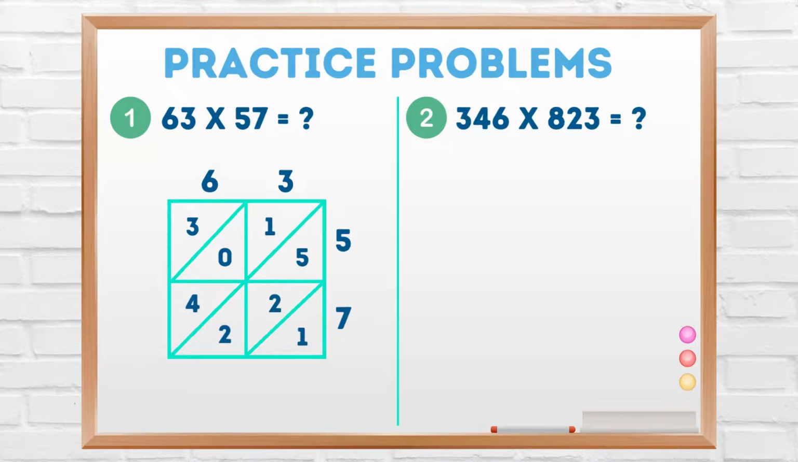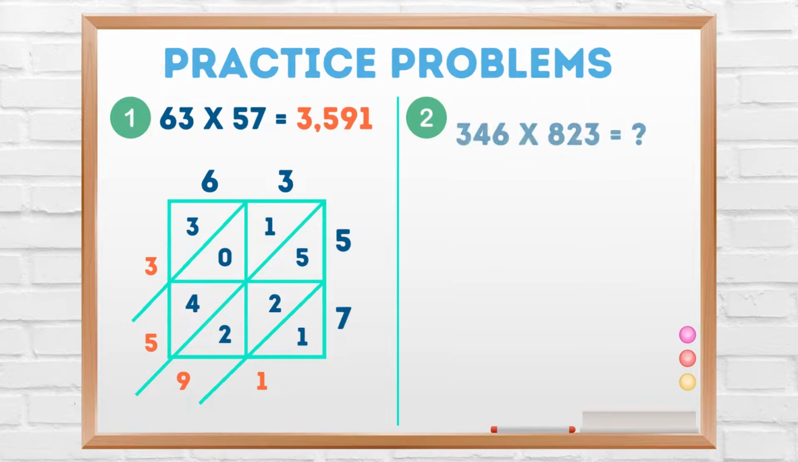6 times 5 is 30, 3 times 5 is 15, 6 times 7 is 42, and 3 times 7 is 21. Now we extend our diagonal lines and add the numbers in each diagonal row together, starting in the bottom right-hand corner. 1 is by itself, 2 plus 2 plus 5 equals 9, 4 plus 1 is 5, and 3 is by itself. The number outside of the lattice becomes our answer, so 63 times 57 is 3,591.